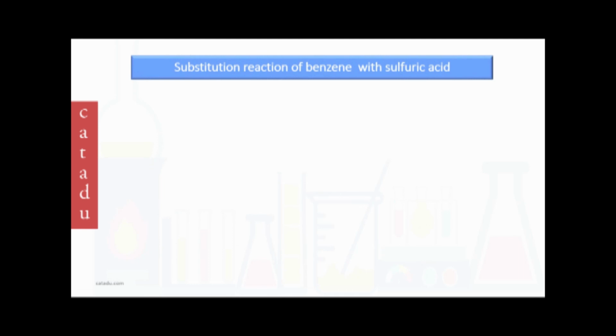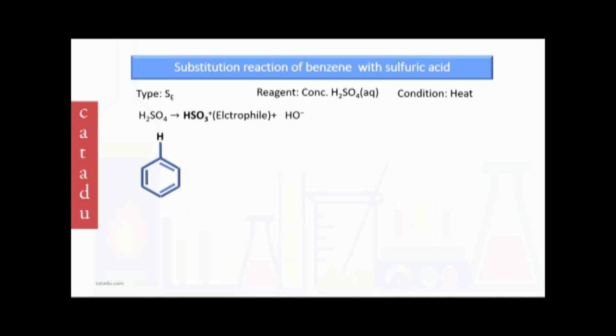The last reaction, substitution reaction of benzene with sulfuric acid. This is called sulfonation reaction. This is an electrophilic substitution reaction, condition heat, and the reagent is concentrated sulfuric acid. In this reaction, sulfuric acid is broken down to sulfonic acid group and OH minus. This is the electrophile. The pi electrons are attracted towards the electrophile and making the complex.